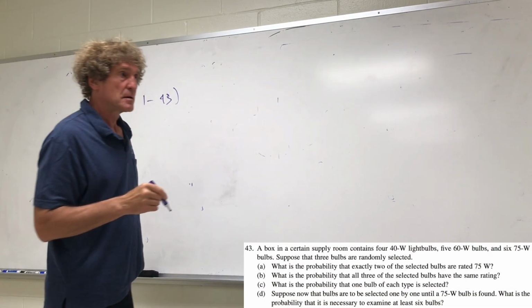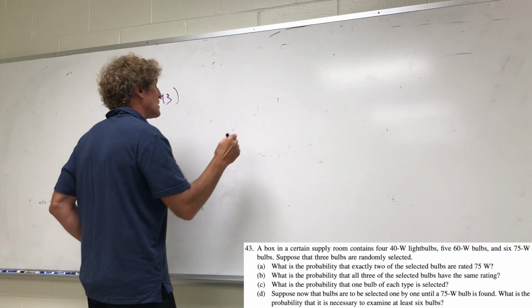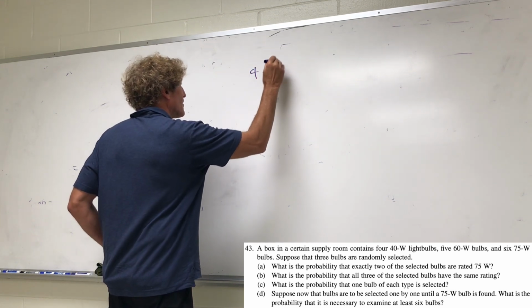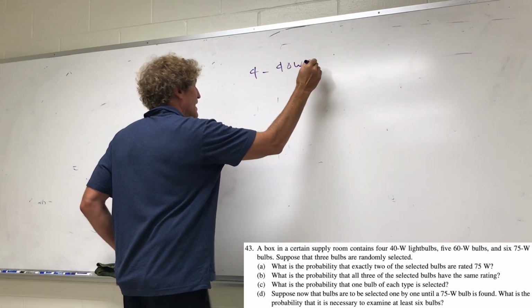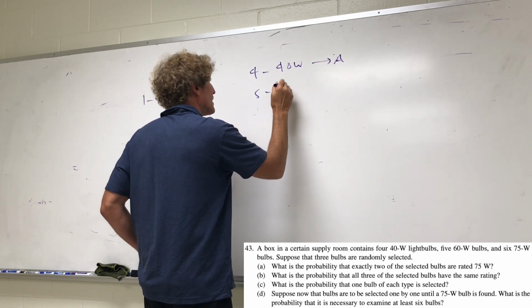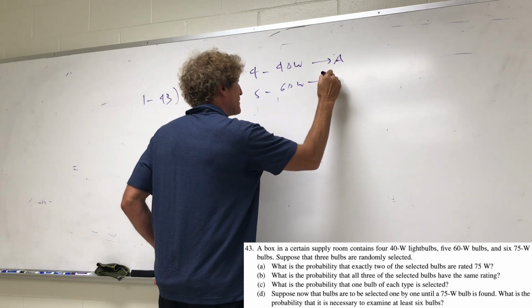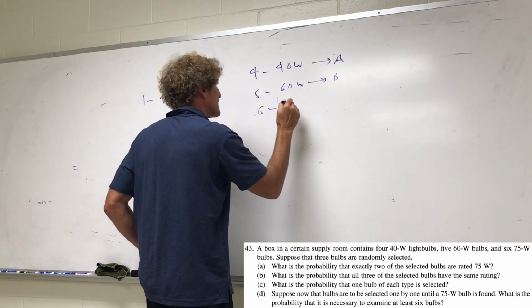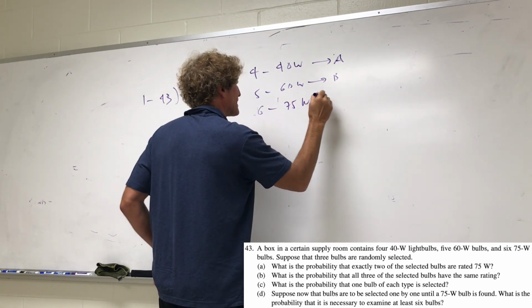A box contains 15 light bulbs: 4 40-watt bulbs, I'm going to call that A; 5 60-watt bulbs, call that B; and 6 75-watt bulbs, call that C.